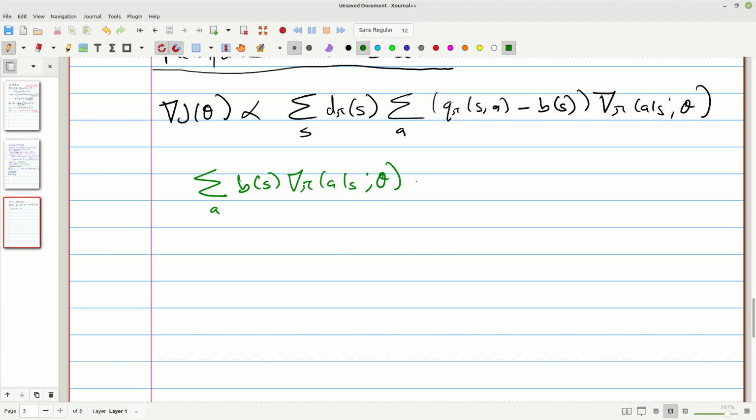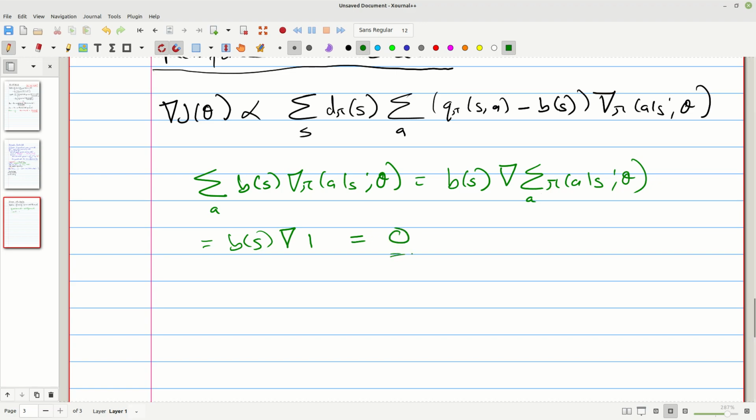This is equal to, since this does not depend on a, we can take it outside. So we have b of s, and then the summation and the gradient operation, we can switch them. So we have the gradient of the summation over a of pi a given s parameterized by theta. The summation over all actions of the probability of a given s is 1, because the probabilities must sum up to 1. So this is equal to b of s times the derivative of 1, and this is equal to 0.